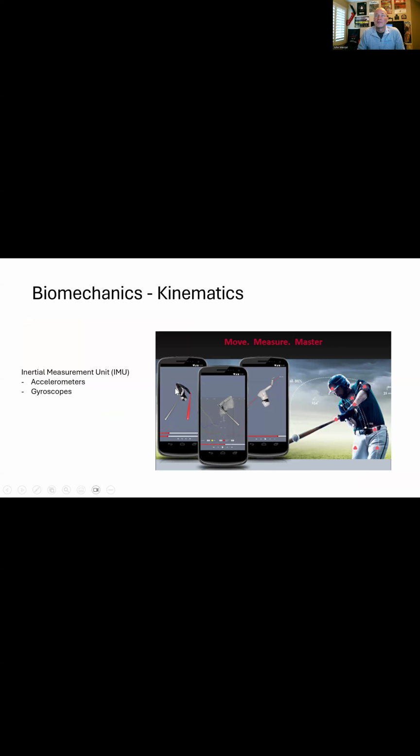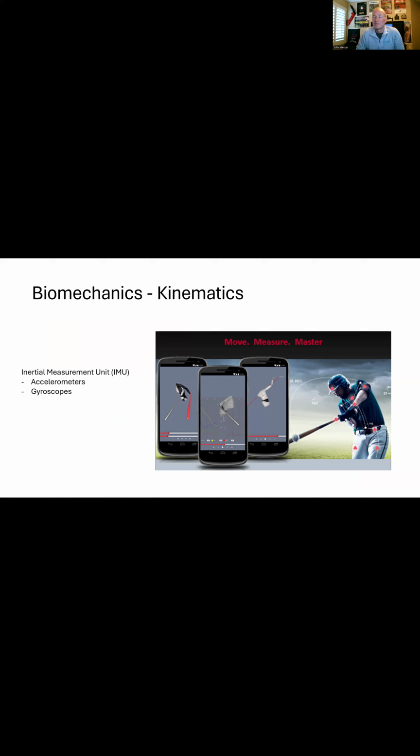Going into the branch of mechanics called kinematics, that's the study of motion without really concerning ourselves with the forces. Yes, they go hand in hand. But kinematics is focused on what the movement looks like. So we use a lot of video.